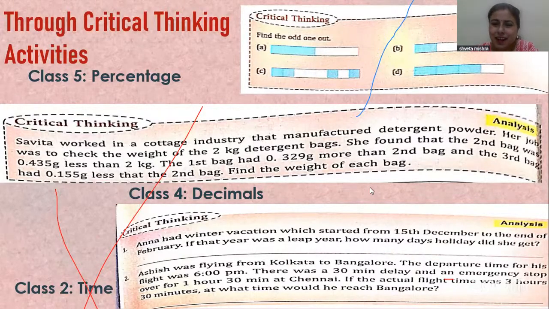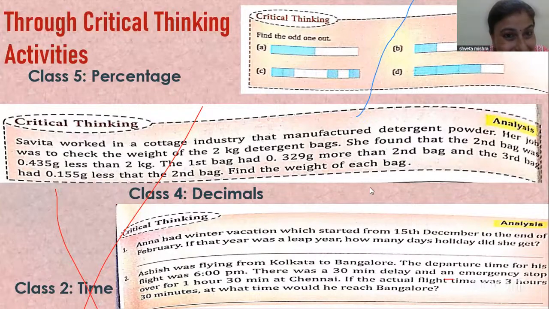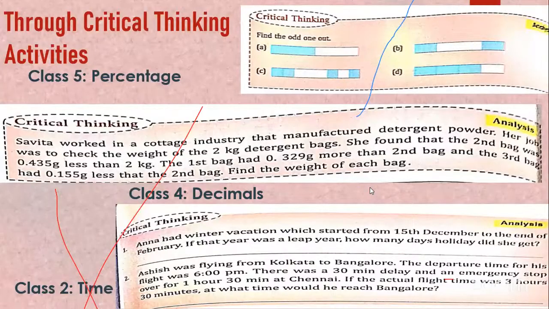The vacation started from 15th December to the end of Feb. 76 days, ma'am. I wish if you can put a little more thinking into it. Is it 76? A very, very minor thing to observe here. It started from 15th December. Yes, it is 77 because 15th December is also included. 77, yes.